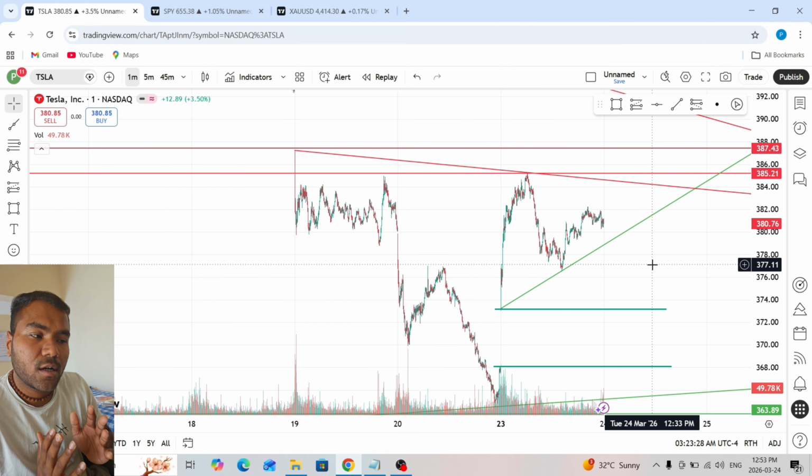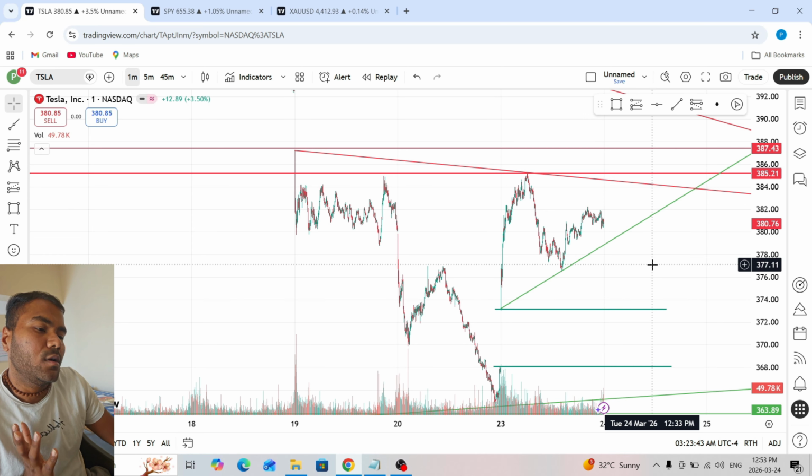So marking accurate support and resistance lines and trend lines on the chart is very important because this is where we plan our trades. So this is the easiest way I have shown you to mark support lines, trend lines, resistance lines and trend lines.